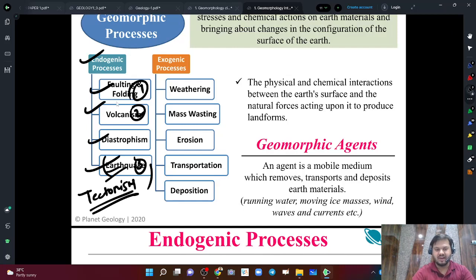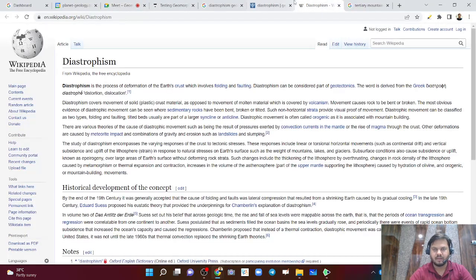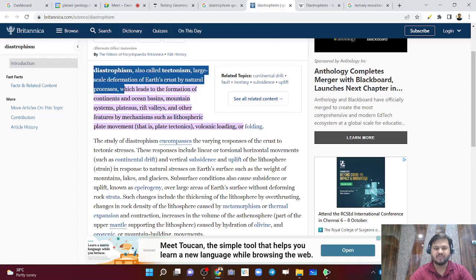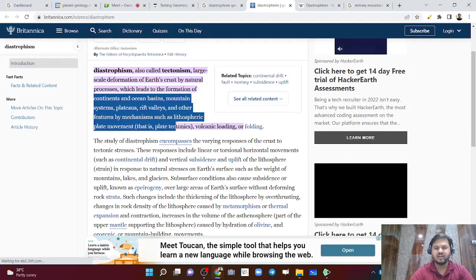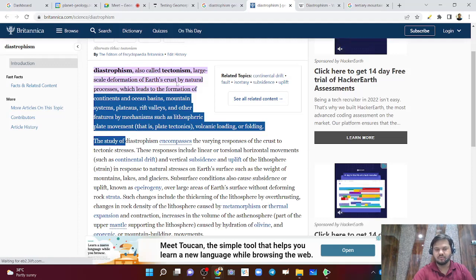Most of the processes and forces which we study in general geology are more or less examples of diastrophism. You can also read this as a formal definition, which is given in NCERT. Diastrophism is also called tectonism. It is large scale deformation of the earth's crust by natural processes, the same processes which formed oceans and continents, mountain systems, rift valleys. Volcanic activity, folding, faulting, all these things come under diastrophism. Got it?